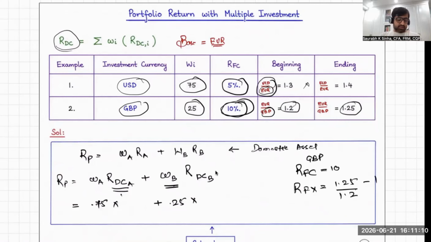So which is giving me the value of 1.25 divided by 1.2, that is 4.166%. So basically, if I have to convert this into RDC, that is 1.10 times 1.04167 minus 1. So the final value would be 14.583%.